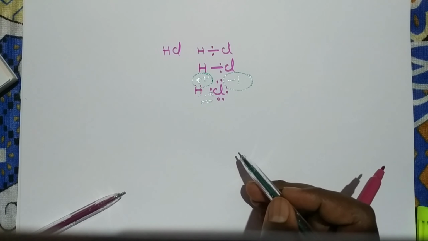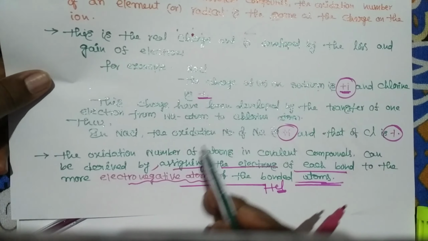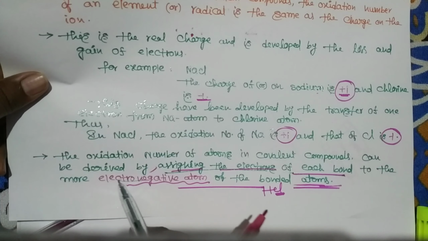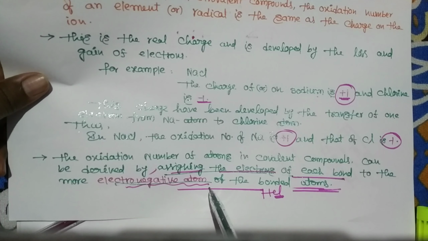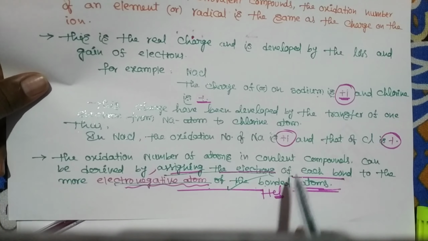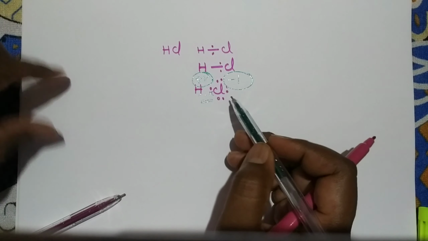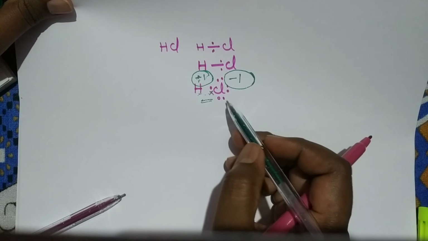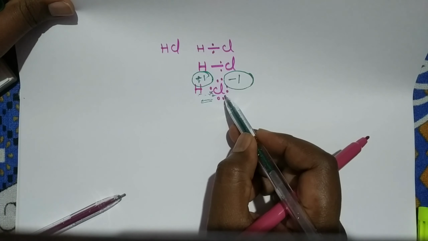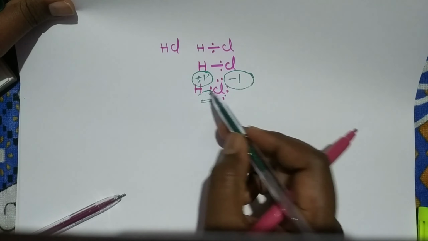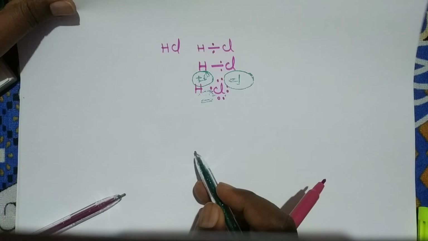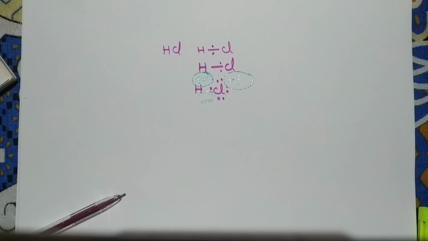So, as we discussed, assigning the electrons of each bond to the more electronegative atom in a covalent compound gives the oxidation number or oxidation state. In hydrochloric acid or hydrogen chloride, we assign 1 electron to chlorine in this bond. That is why it gets -1 and hydrogen gets +1. Like this we can determine the oxidation number in covalent compounds.